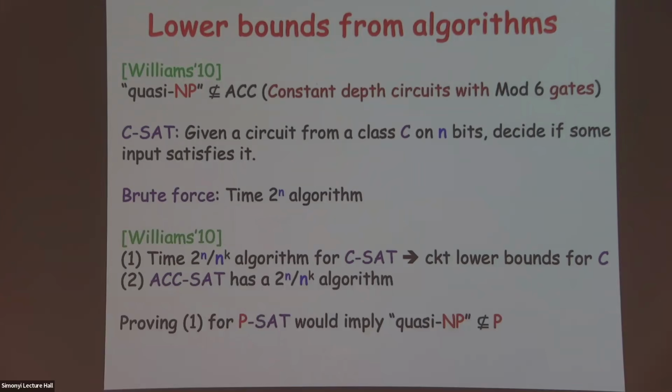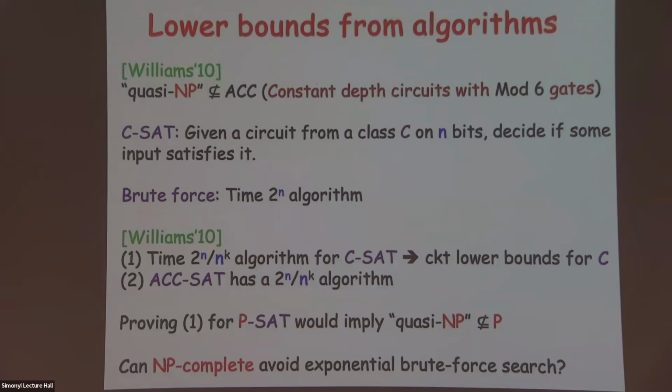And if you did it for polynomial size circuits, if just testing the satisfiability of a normal circuit of size n with n variables, you can test it in 2 to the n over n to the 100 time, then you would have a lower bound, sort of P different from almost. So the question is whether you can beat exponential brute force.